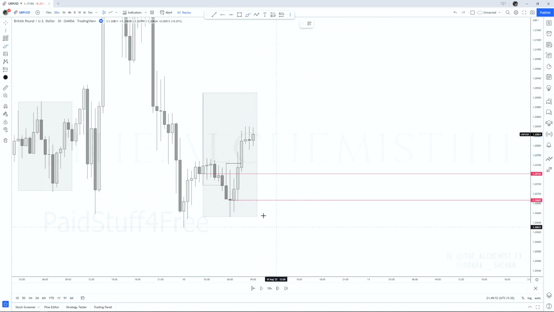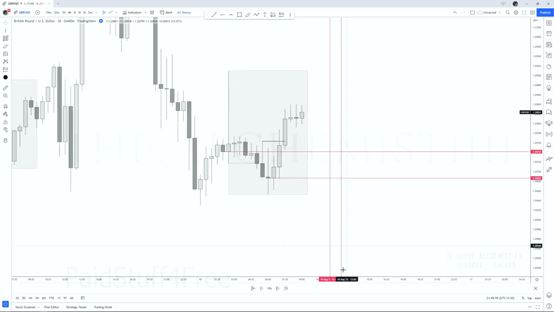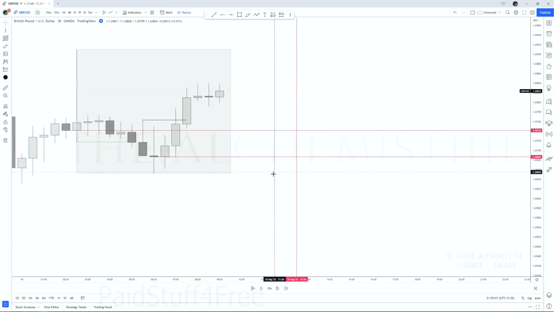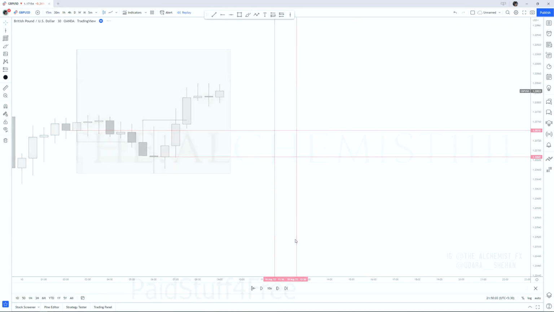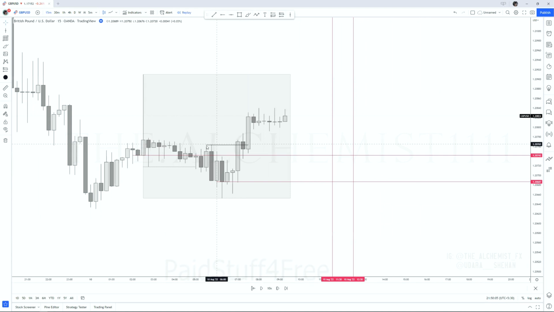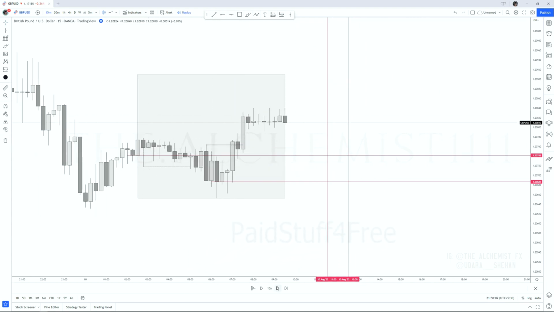And what's the time when you're expecting price to get here? London kill zone, or is it London open? Yeah, same exact thing. So it should come here at 11:30 a.m. my time, or is it 12:30 p.m.? Because 11:30 is London kill zone and 12:30 is London session. So let's see what happened.